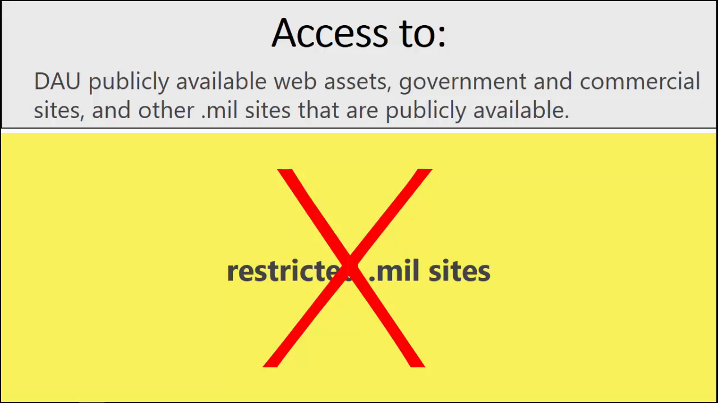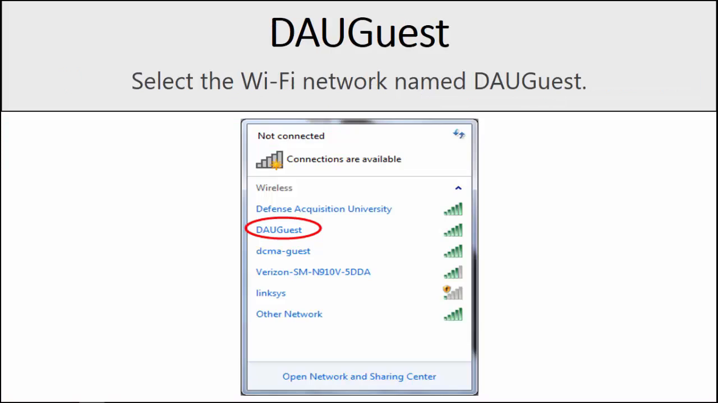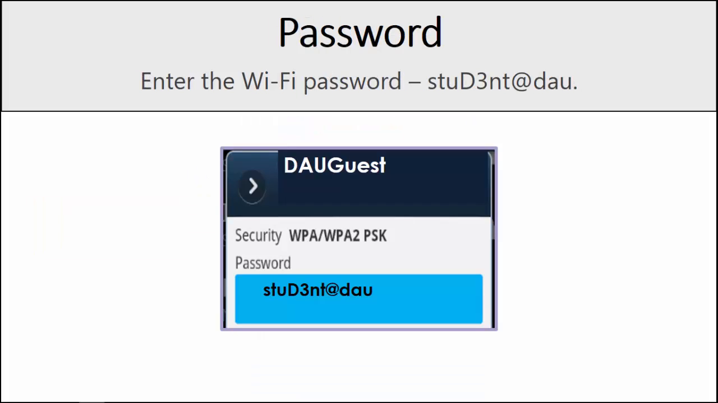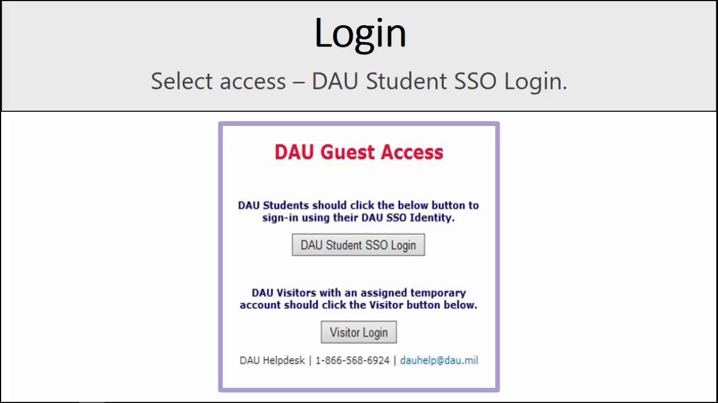So now let's see the steps you need to take to connect. First, you want to go ahead and select DAU Guest. Then you want to enter the password, and it is student at DAU. However, just pay particular attention to the capital D and the number 3. Then you're going to have to enter the login. And here we want to select the student login vice the visitor login.